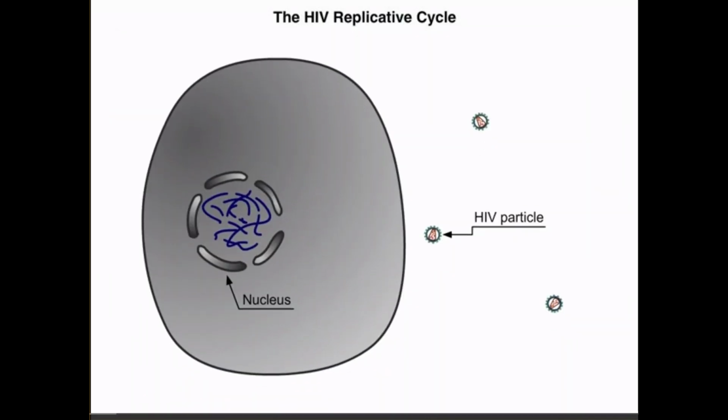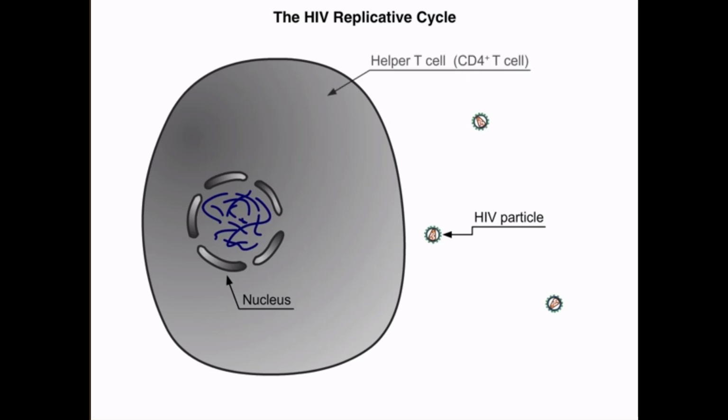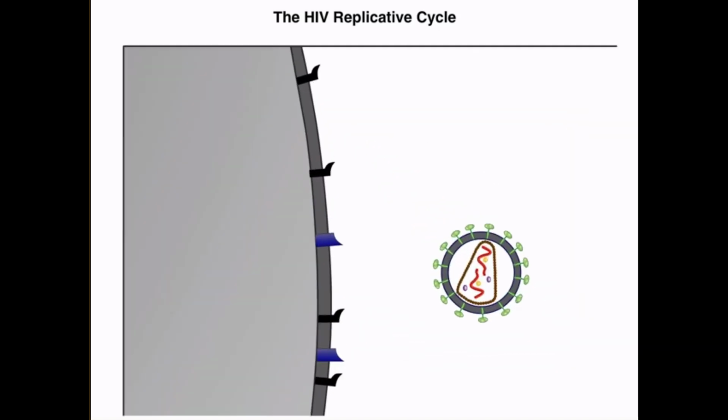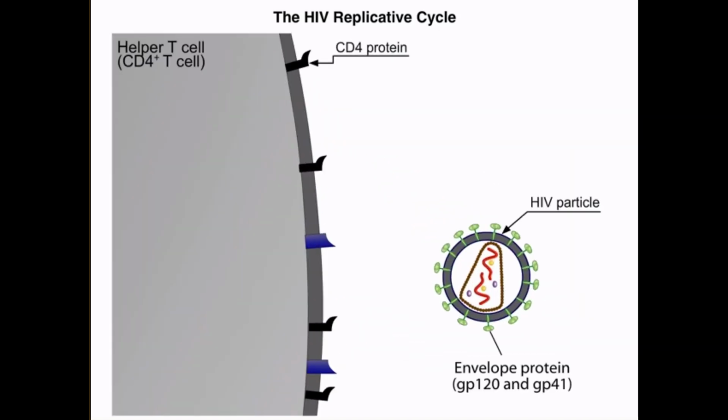The human immunodeficiency virus, or HIV, infects cells of the human immune system. Its primary target is a subset of lymphocytes called helper T cells, or CD4 plus T cells, so named because of the CD4 proteins that stud their surface.